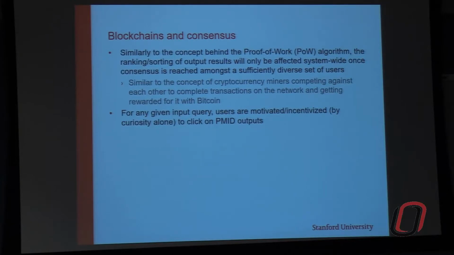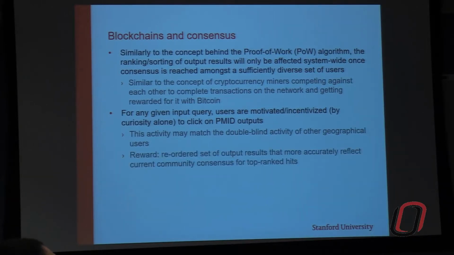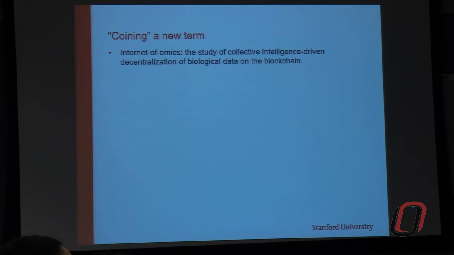So different incentives for different folks, right? For any given input query, users are motivated and incentivized just by curiosity alone to click on the PMID outputs. This activity may or may not match the double-blind activity of other geographical users. The reward, instead of a coin, is a rewarded set of output results that reflects that community consensus. And I'm coining a new term here, right? Coins, because it's a fun word choice.